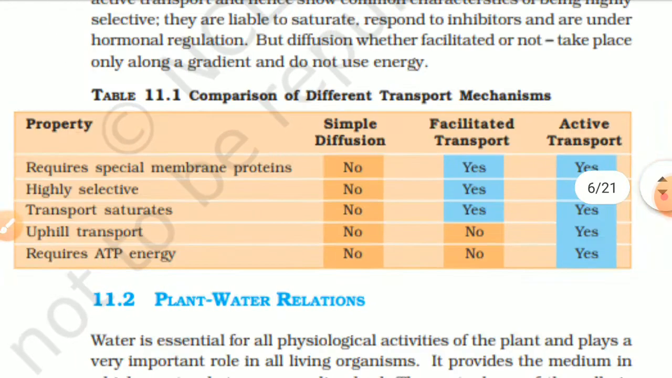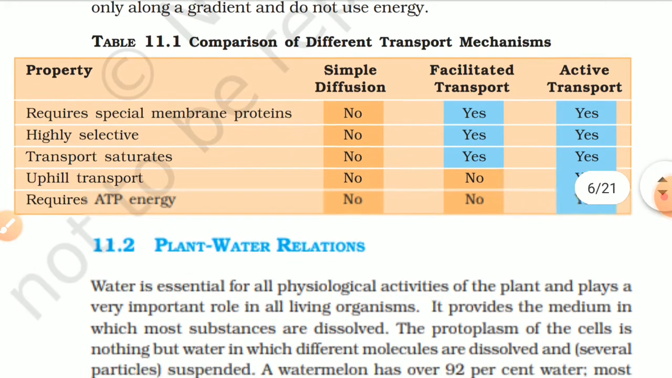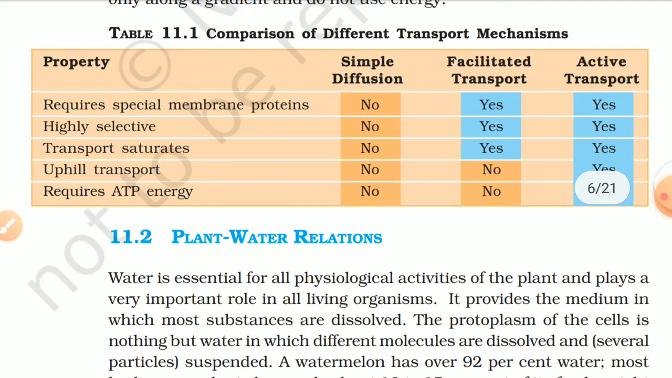Table 11.1 Comparison of different transport mechanisms. Property: simple diffusion, facilitated diffusion, active transport. Property: requires special membrane protein. In simple diffusion, no requirement. In facilitated and active transport, a special protein is a must. Highly selective. Simple diffusion, no. Facilitated and active transport, yes.